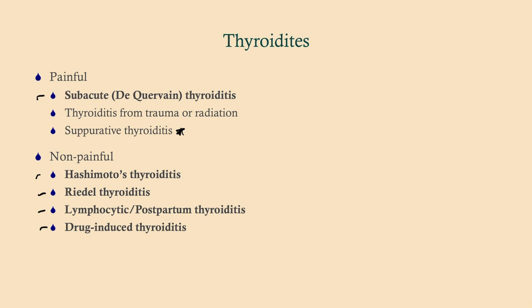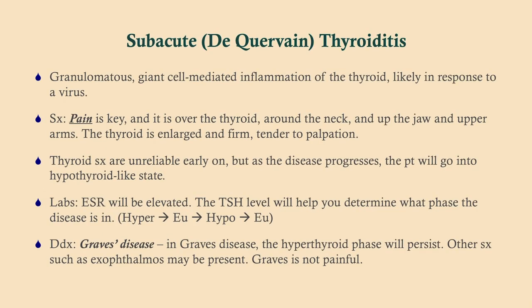One of them, Hashimoto's, we're just going to briefly talk about because I talk about that in the hypothyroid section. Now, our first one is subacute thyroiditis, often referred to as De Quervain thyroiditis. This is a granulomatous disease, so it's giant cell mediated, and it's likely in response to a virus. So you get a viral infection and then you develop this.